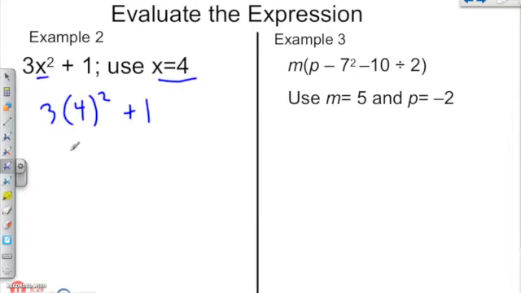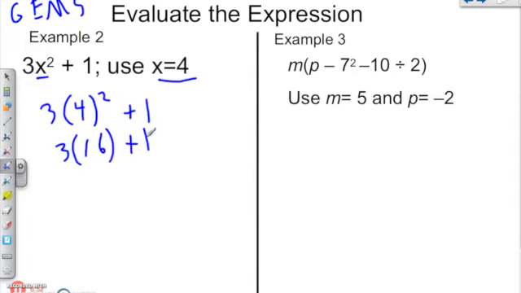And now we just follow our order of operations. Just in case you forget, we are using GEMS. G stands for grouping. We don't have any grouping in this problem, so we move on to exponents. We do have a squared again, so we're going to do 3, and then 4 squared, which is 16, plus 1.